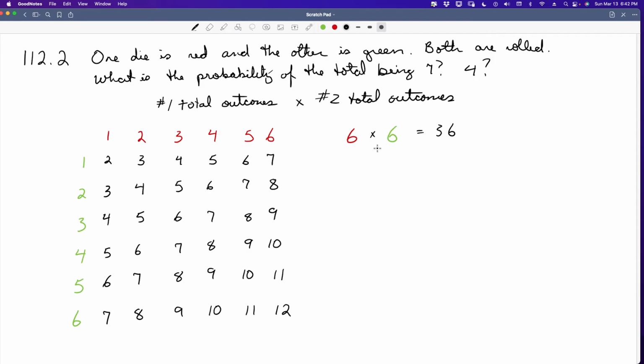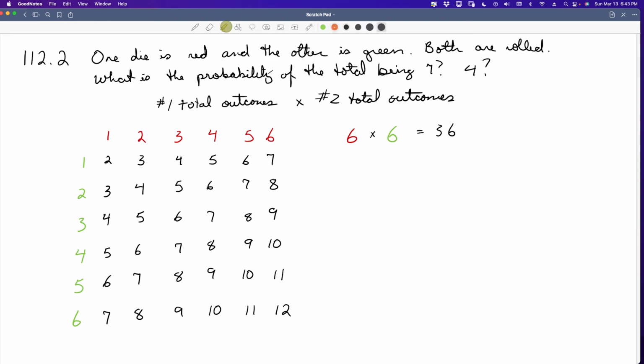So this proves true. The total number of outcomes for the first object times the total number of outcomes for the second object gives you the total number of outcomes for both objects when used together. So this is the number we're going to use as our denominator, because that's the total number of outcomes when using 2 dice. So now we can look at the probability of our total being 7.